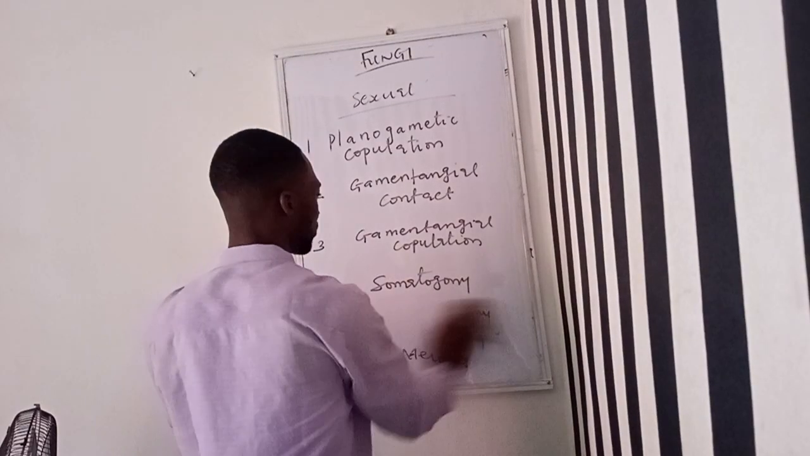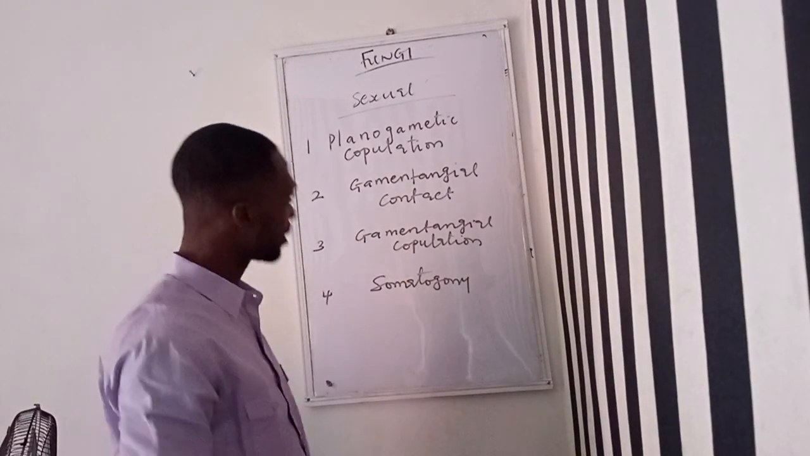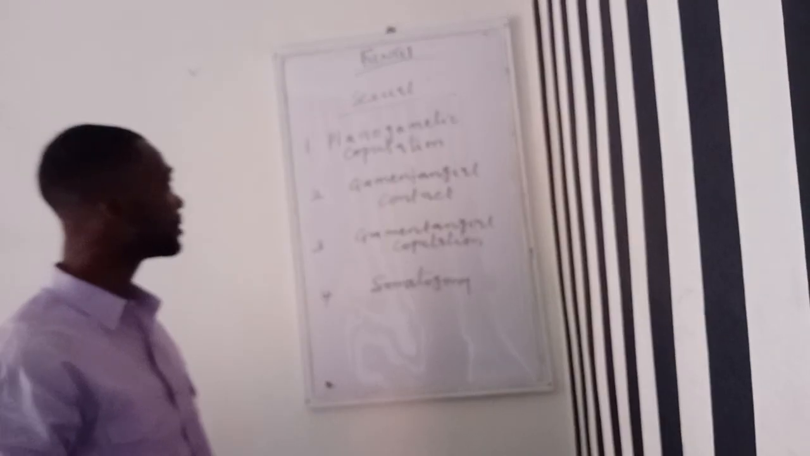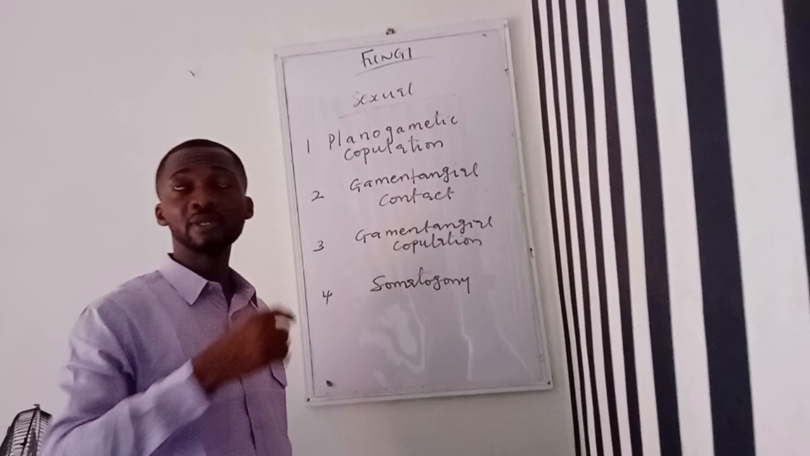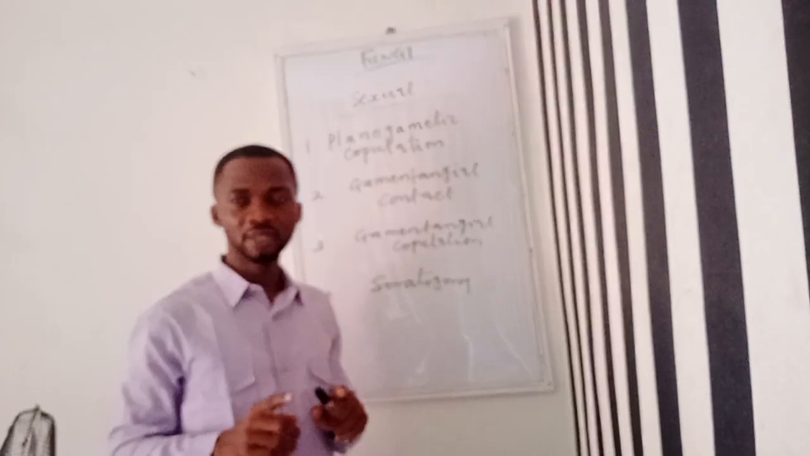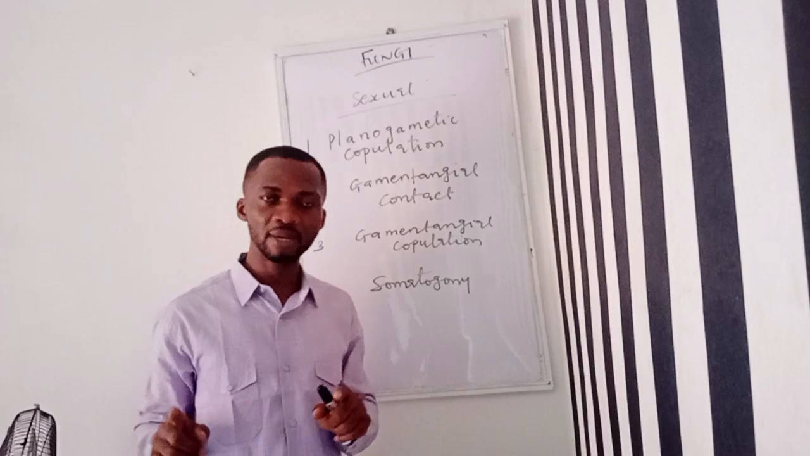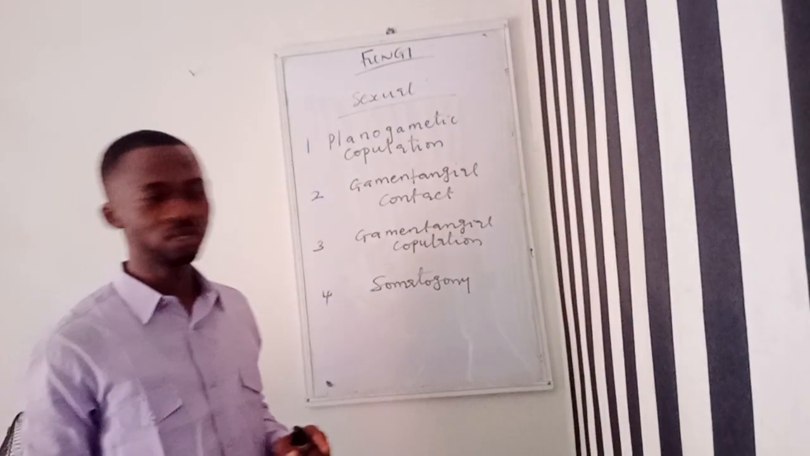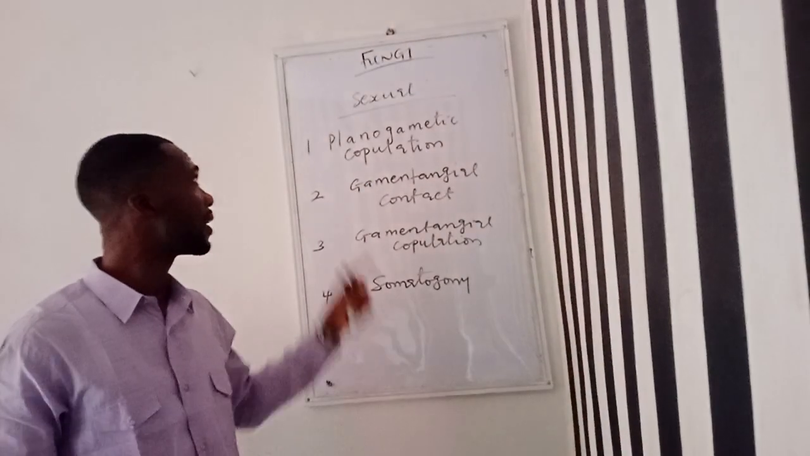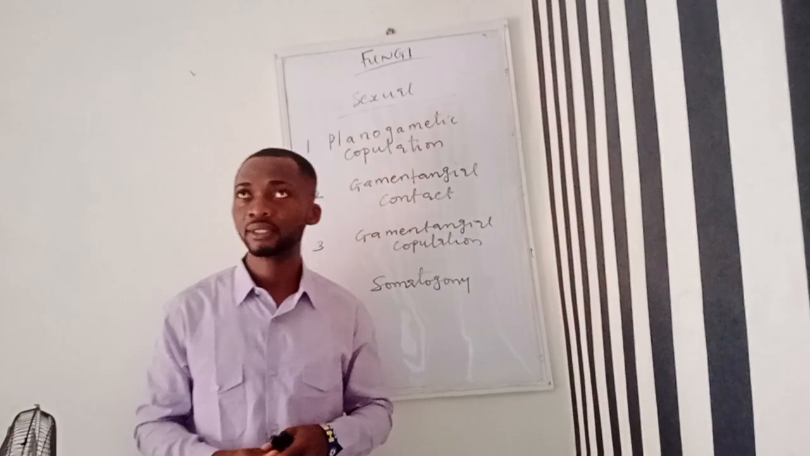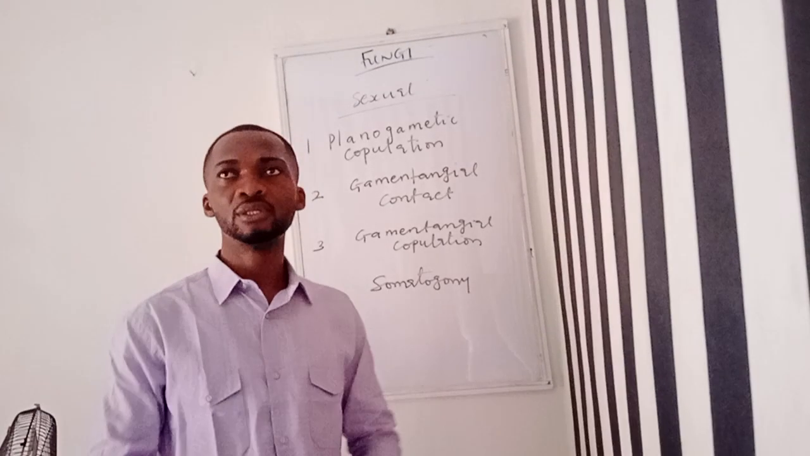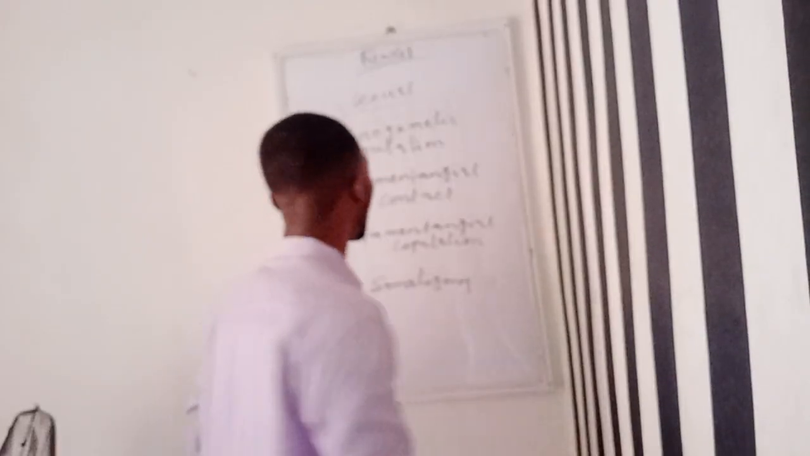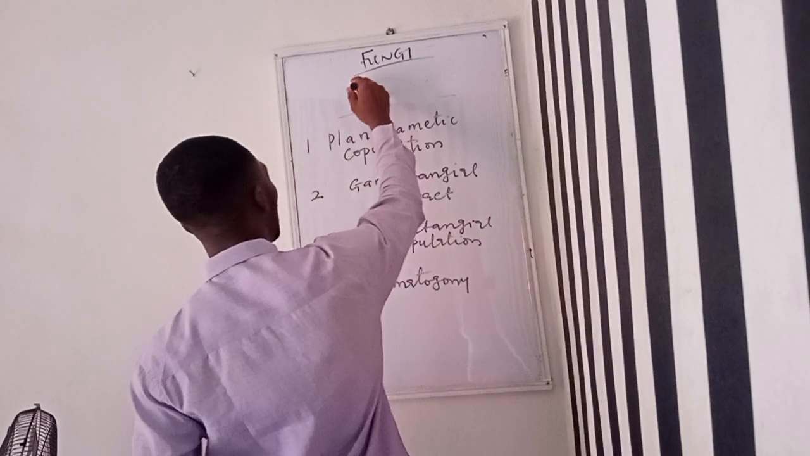So we can now comfortably go back to talk about these methods of sexual reproduction. The first one is called planogametic copulation. Under planogametic copulation, there is fusion of gametes. The fusion of two naked gametes to form a zygote, of course, is what we see under planogametic copulation. And these gametes can be motile or non-motile. The motile gametes are called planogametes.